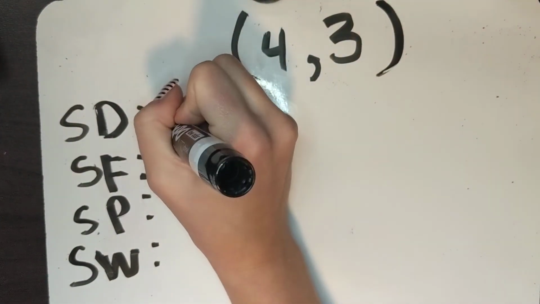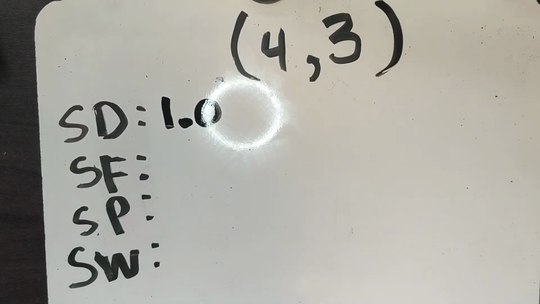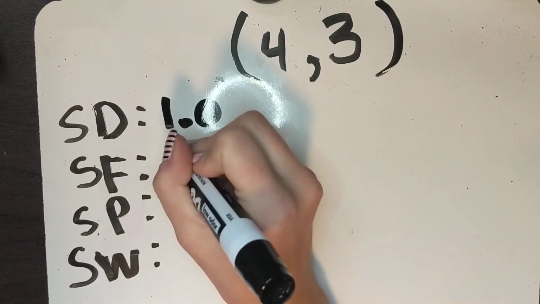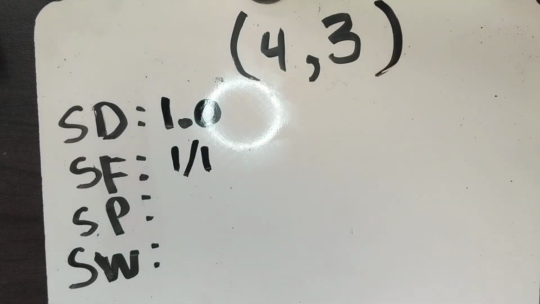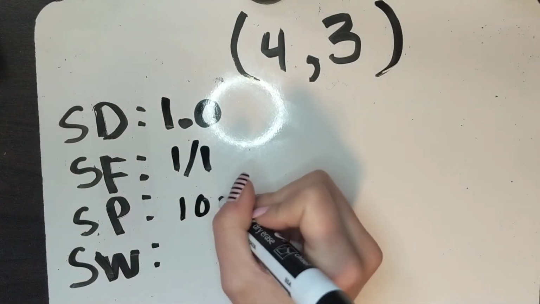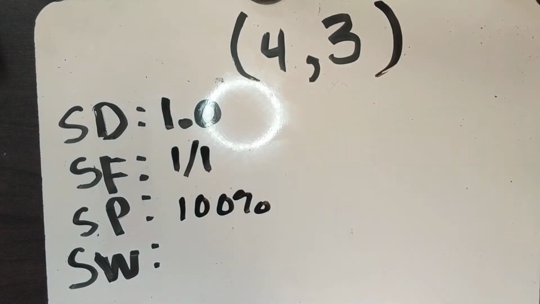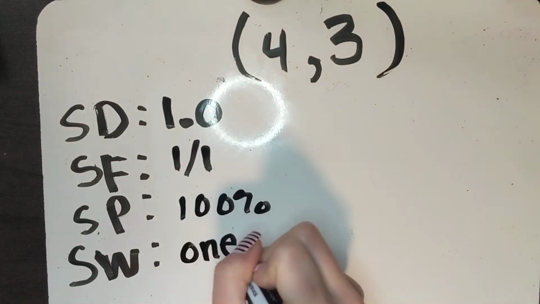To write that as a decimal, I put the whole number, decimal 0. To write it as a fraction, I take my whole number of 1 and put it in the numerator and 1 in the denominator. And then as a percent, I would move the decimal 2 spaces to the right. That would make 100%. And then I would write it in word form, which would just be 1.